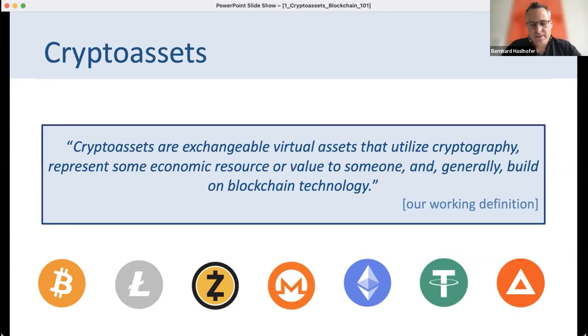Okay, so let's get started. The title of this tutorial is Cryptoasset Analytics. And I assume many of you are familiar with the term, have read about this in the news. But still, I find it quite useful at the beginning of such a tutorial to clarify what we, the tutorial organizers, understand when we're talking about crypto assets.